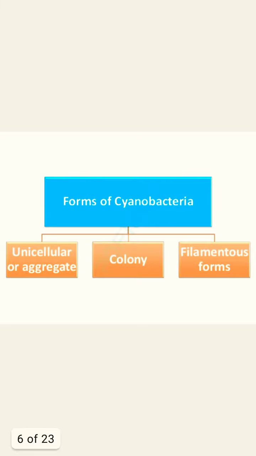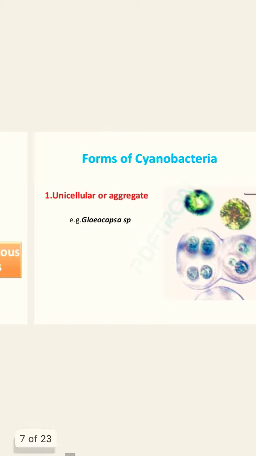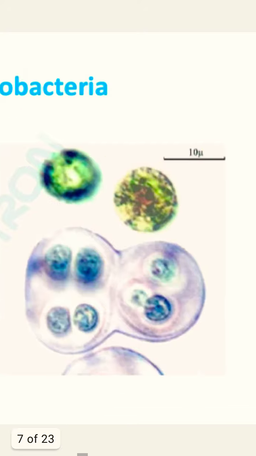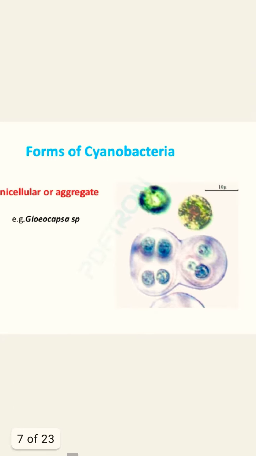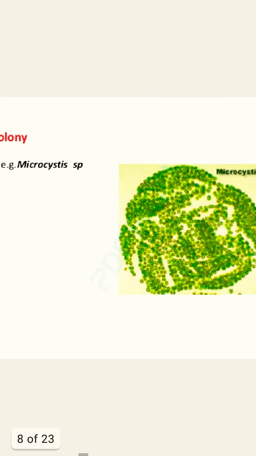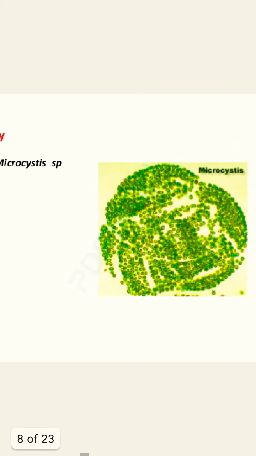Forms of cyanobacteria. Unicellular or aggregate colony, filament forms. Gloeocapsa sp. Let us see the diagram of forms of cyanobacteria. Microcystis sp. This is a diagram of Microcystis.